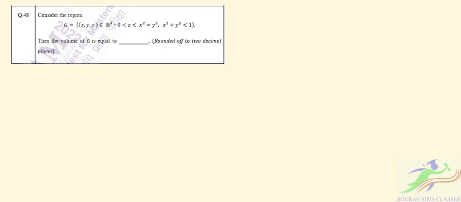So question number 48. We have to consider the region G of (x, y, z) belonging to R3, where z goes from 0 to x square minus y square and x square plus y square is less than or equal to 1, which is a circle. So we have to find the volume of G. Okay. So first of all, to find the volume, we write V as the integral, so it will be dz, dy and dx, right?